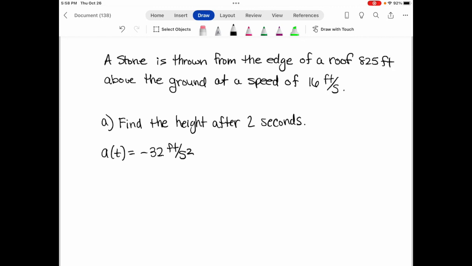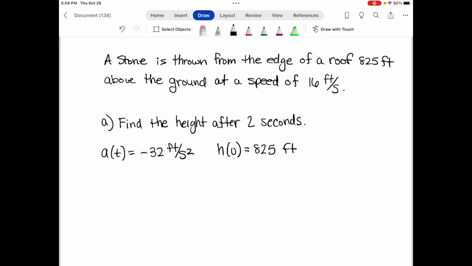Some other information that we're going to need to know that we can pick out from the information given in the problem. We know that the initial height of the stone is going to be 825, because that's where it's thrown off from, 825 feet off the ground, off the top of the roof. We know that the initial value of the height function is going to be 825. So that's our initial value for the height. We plug in 0 seconds and we should get out 825 feet up.